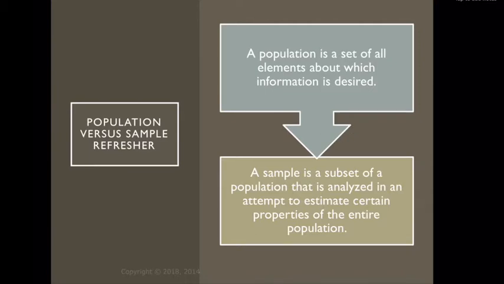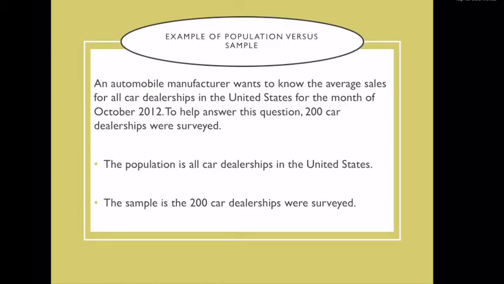So, an automobile manufacturer wants to know the average sales for all car dealerships in the United States for the month of October in 2012. In order to help answer this question, we are only going to survey 200 car dealerships, because I feel like there are probably just 200 in St. Louis alone, right? So the population of our study would be all car dealerships in the United States, and the sample would be 200 car dealerships that were surveyed.